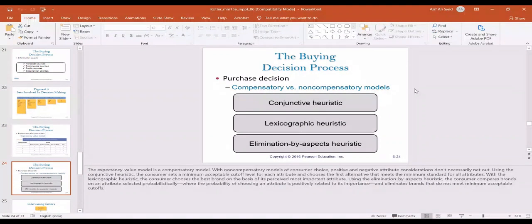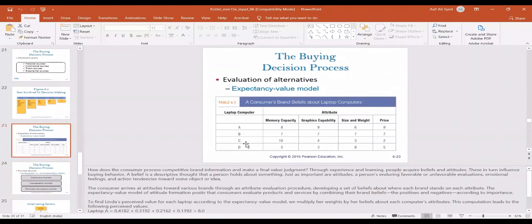So let us look at what exactly we mean by conjunctive heuristics. A consumer sets a minimum acceptable cutoff level for each attribute and chooses the first alternative that meets the minimum standard for all attributes. Example, let's say you want to buy a product which has a rating of at least 7. So you would choose a laptop of brand B, because you will say at least I want something 7. So you can go for B or A, because A matches your concern, but then size and weight is 6.